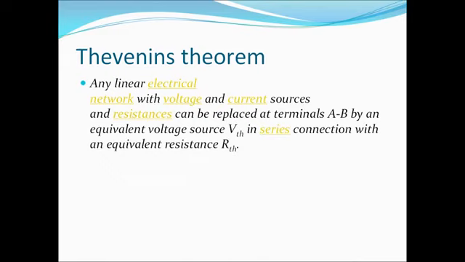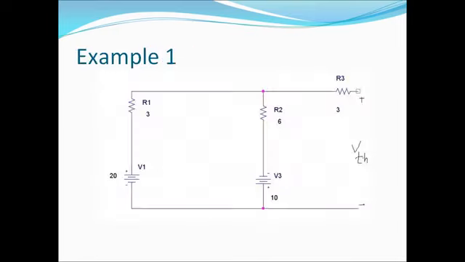So let's start. Thevenin's theorem states that any linear electrical network with voltage and current sources and resistance can be replaced at terminals A B by an equivalent voltage source V Thevenin in series with an equivalent resistance R Thevenin. So let's see what this means.